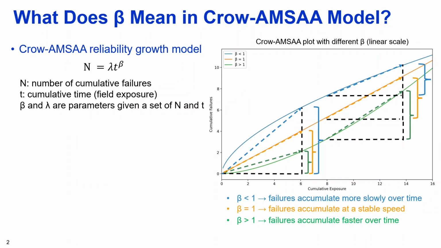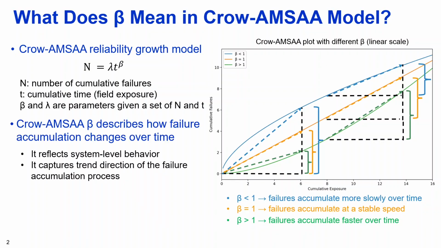What does this mean? This means beta describes how failures accumulate relative to exposure, and it is not a measure of physical aging of individual parts. Instead, it reflects the system-level trend, and it tells us whether the failure accumulating process is accelerating, stable, or decelerating. But remember, beta only tells us how the curve moves, not why it moves in that way.